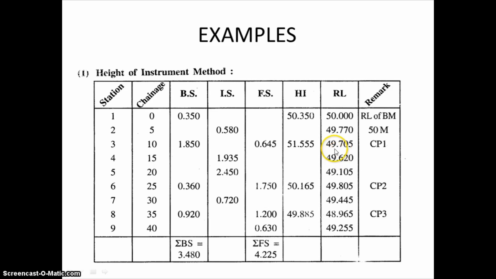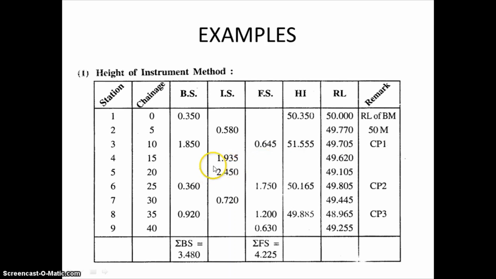So here how will you calculate? RL of change point, not RL of benchmark. That is only for the first time. You have to take the RL of benchmark. Here, RL of change point plus backsight: 49.705 plus 1.850, you will get new HI, that is 51.355. Okay, our new HI. Now you deduct your IS value 1.935 from this 51.355. You will get RL of station number 4, that is 49.620.